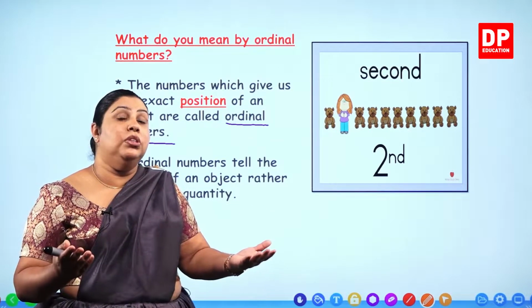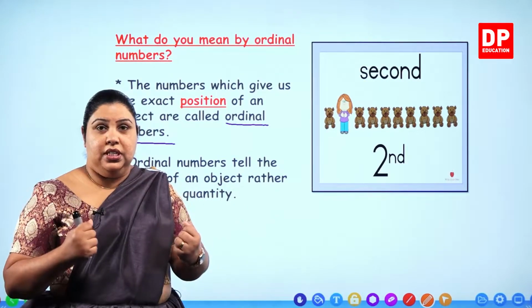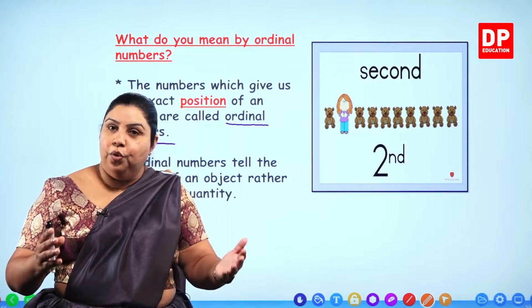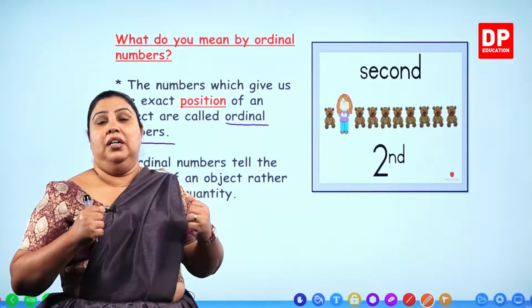Now when we count, like let's say now I have 10 mangoes. So I count them. 1 2 3 4 and then I say I have 10 mangoes.